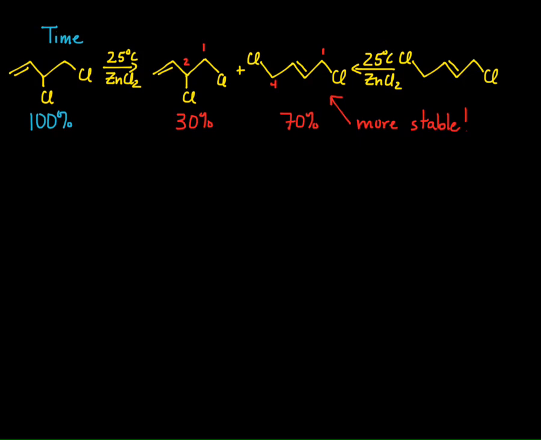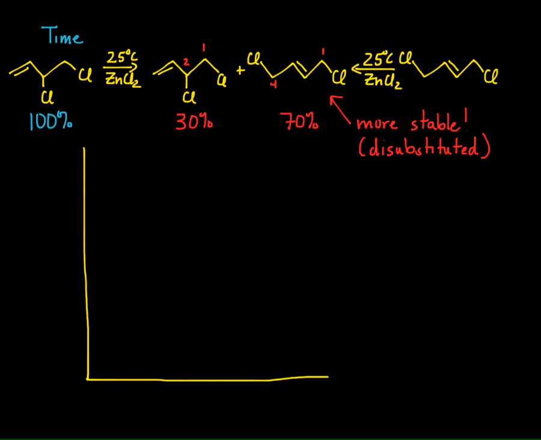Why is that? Well, if you remember, when we talked about alkene stability, we saw that the more substituted the alkene was, the more stable it was. And so this is simply based on substitution. Here I have a monosubstituted alkene, and on the right I have a disubstituted alkene. So that disubstituted alkene is going to be the most favored. So now I have these two conditions, temperature and time, and I can start to think about what's going on in this reaction.